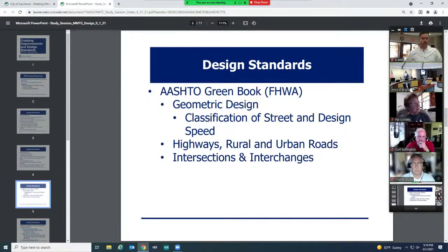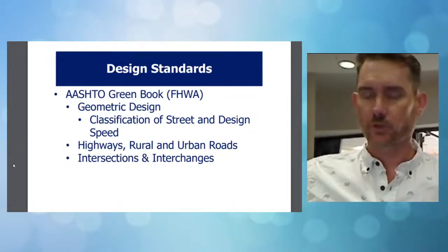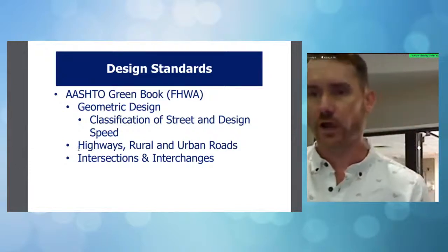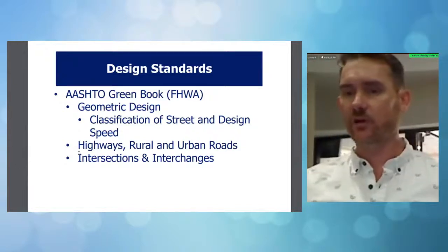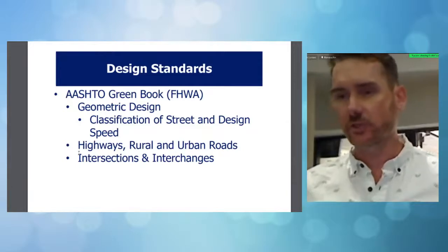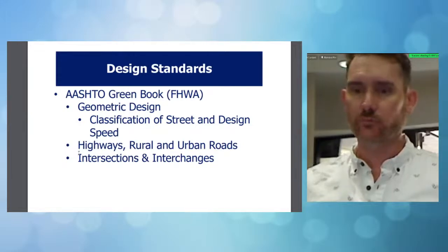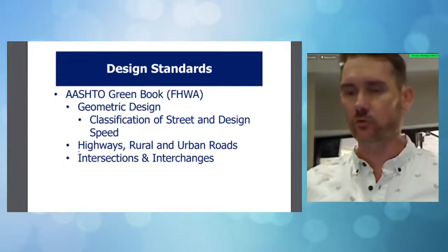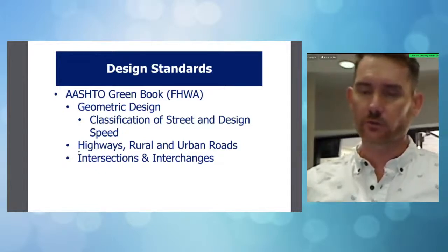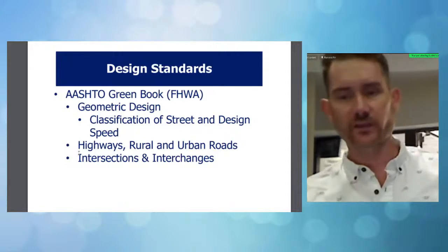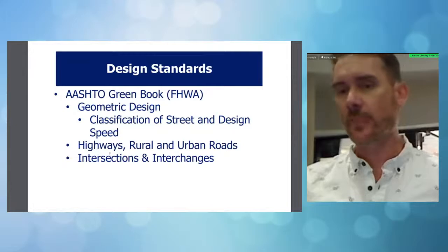So the AASHTO Green Book, it's published by the FHWA. Really, it's the more technical engineering design guide for design of roadways. So whether it's a city street or a highway, it's really based off of the classification of the street, the type of facility, the design speed of the road, and it incorporates all sorts of public roads, whether it's a highway, rural road, or urban road. Also, it discusses design criteria behind intersections and interchanges.